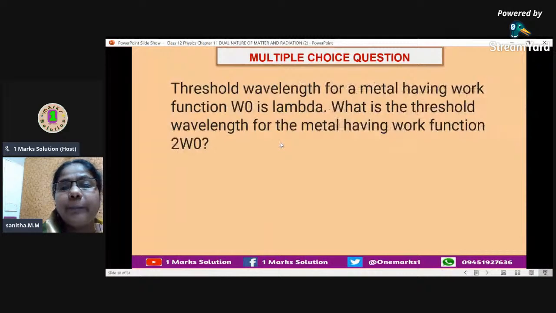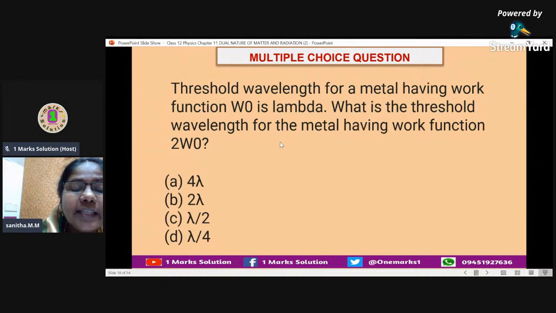The threshold wavelength for a metal having work function W0 is lambda. Threshold means it is the minimum frequency, or maximum wavelength. What is the threshold wavelength for a metal having work function 2W0? You know that W means work function. W is equal to h nu, or h nu 0, but we have to relate it to the wavelength. So h nu 0 is equal to hc by lambda 0.